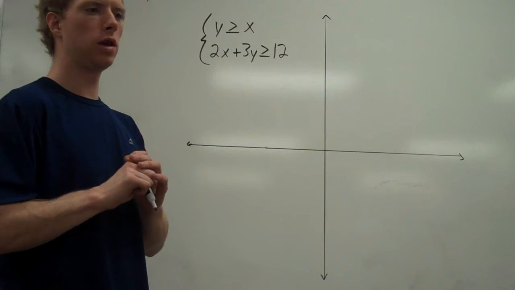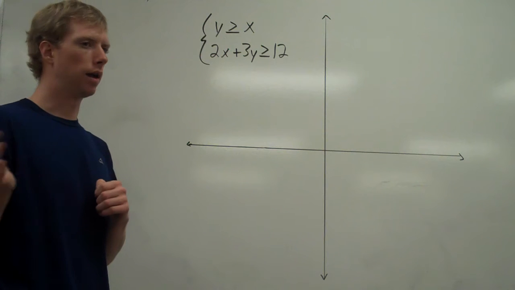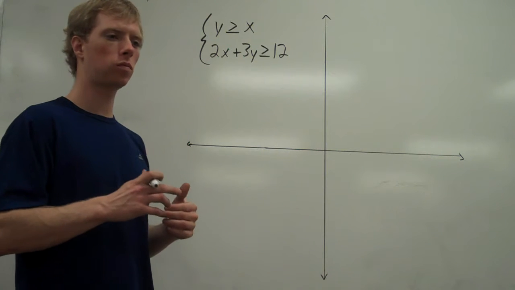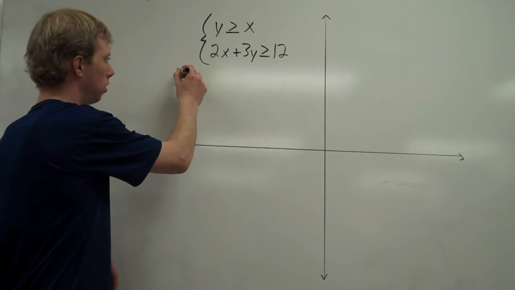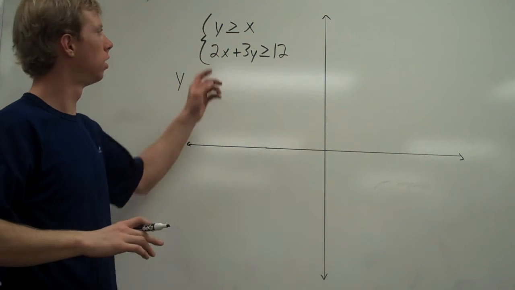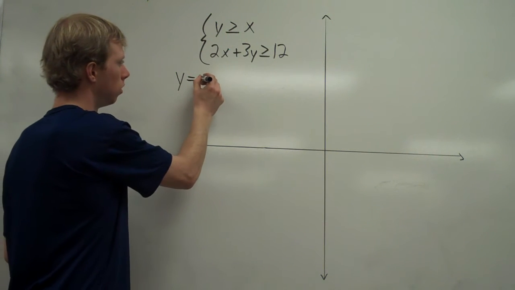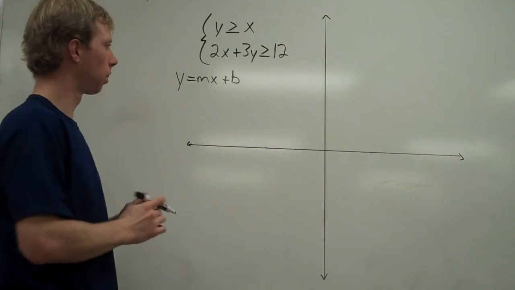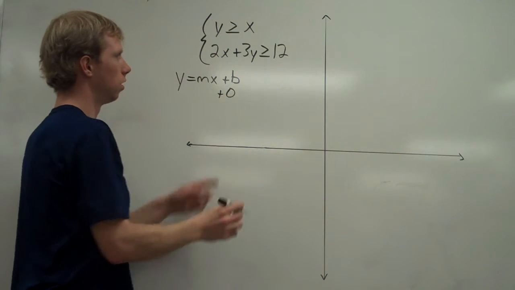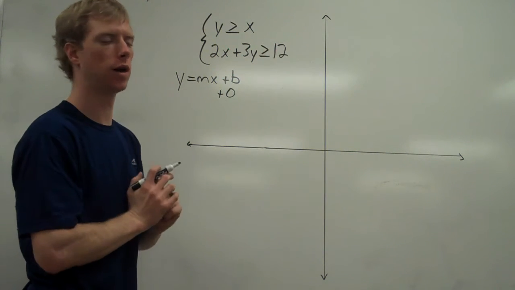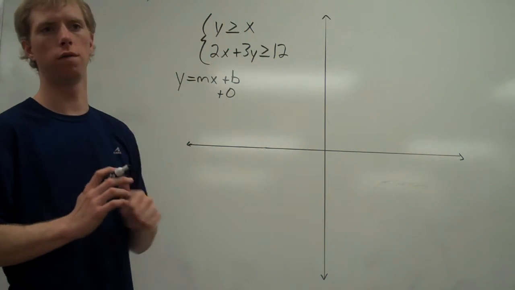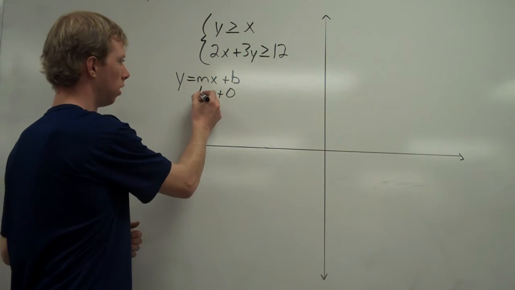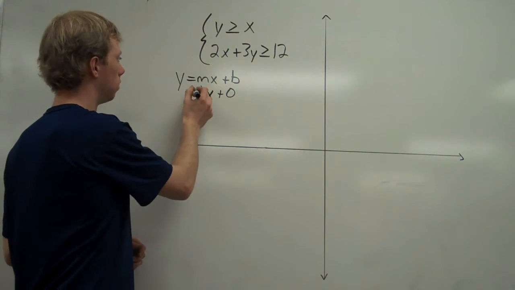First thing I'm going to do is graph each of these individually. And just the lines, I'm not going to shade anything to start. Y is greater than or equal to x. Well, I know from before that this is really just in y equals mx plus b form. Now my b is 0, because I can add 0 to this without changing the value. My m, the coefficient of x, is 1, because I can multiply x times 1 and not change the value.